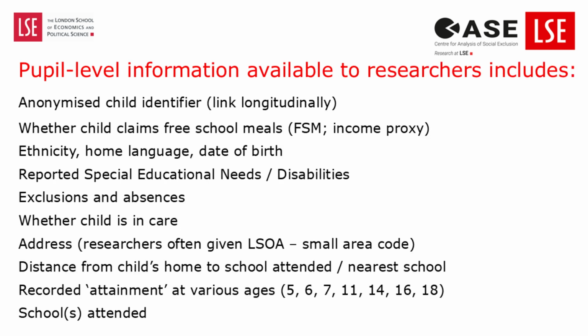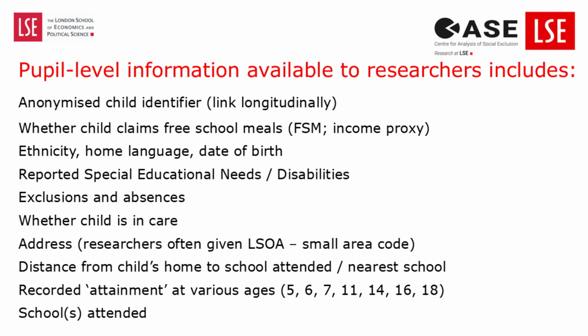The pupil-level information in the NPD that's available to researchers includes, obviously, a child identifier, which you can use to link longitudinally and cross-sectionally. There's information on whether each child claimed free school meals, which is a proxy for low income. There's information on children's ethnicity, whether they have English as an additional language, their date of birth. There's information on their ascribed special educational needs and/or disabilities. There's information on children's exclusions, fixed-term exclusions, permanent exclusions, reasons for exclusions. There's information on children's absences from school, length, reason. There's information on whether children are in care.